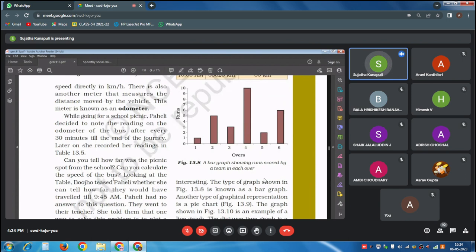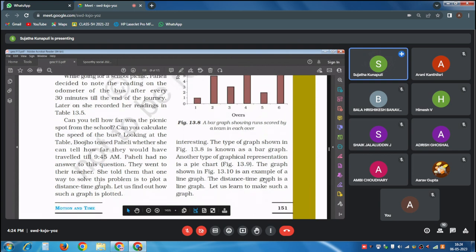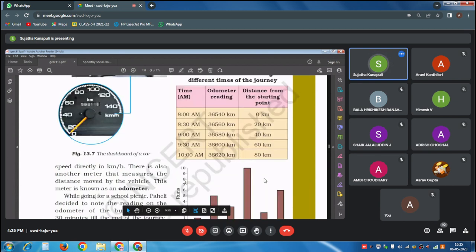Looking at the table, Boojho tested Paheli whether she can tell how far they could have traveled till 9:45 a.m. Paheli had no answer to this question. They went to their teacher. She told them that one way to solve this problem is to plot a distance-time graph. Let us find out how such a graph is plotted.